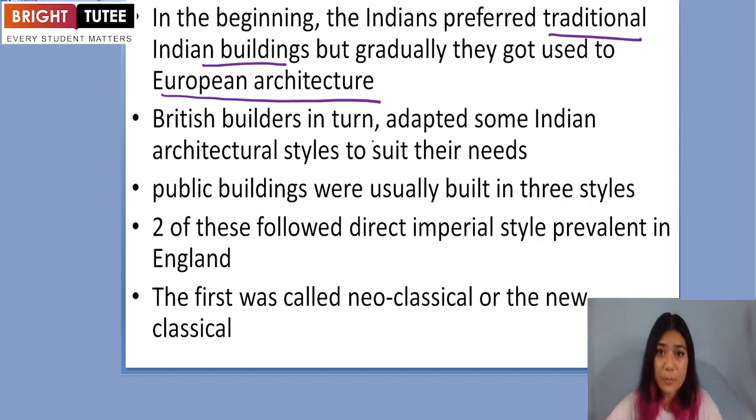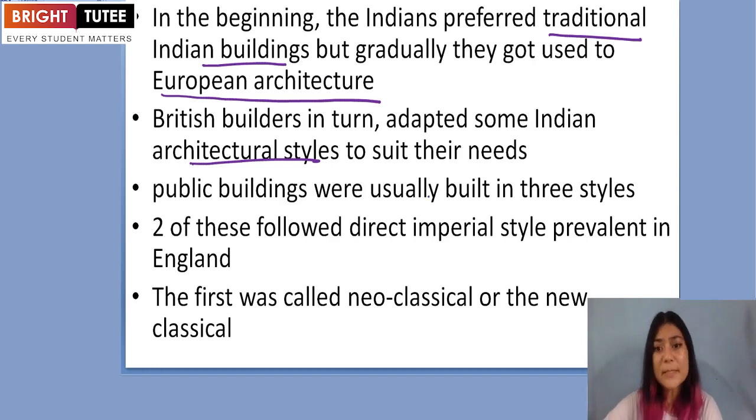Now, the British builders sometimes adopted Indian architectural styles. So what we are trying to understand is that obviously there were reasons why the British government adopted European styles in the architecture in India, but not all the time did they use European architectural styles in building imperial buildings in Bombay. Sometimes there was a mix of both European and Indian styles of architecture. So whenever and whatever suited their needs, they used and adopted these styles.